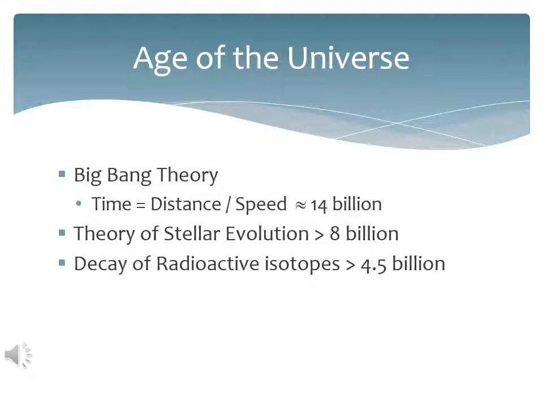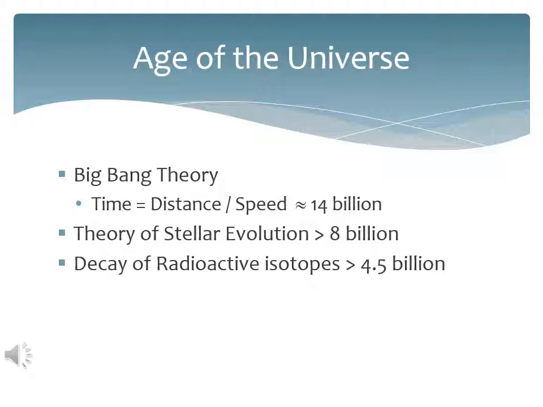Of course, the problem with this is it's not quite as simple as all that. There's a problem of speed. The problem, however, is, has the speed been constant? And the assumption is that the speed has not been constant. But once you take all these complications into account, the best current estimate is the age of the universe is somewhere in the ballpark of around 14 billion years old.